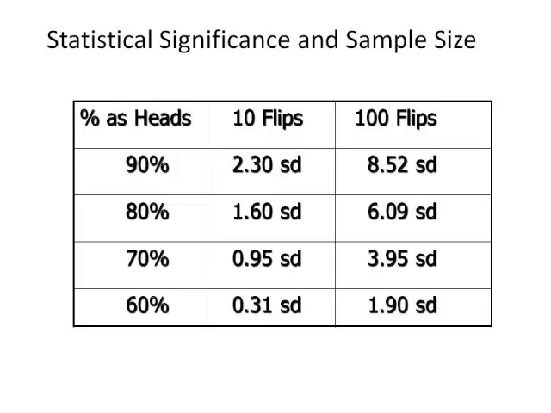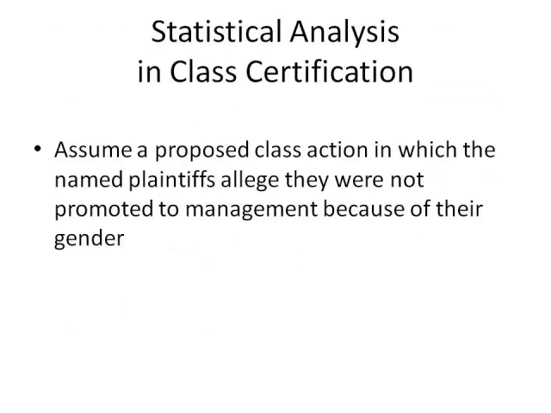So the number of things we're studying, the number of times we're flipping that coin, the sample size, has a really big impact on whether or not a result is going to be statistically significant. So let's now turn to a discussion of how statistical analysis can be used in class certification. Let's assume we have a proposed class action in which the named plaintiffs allege they were not promoted to management because of their gender.